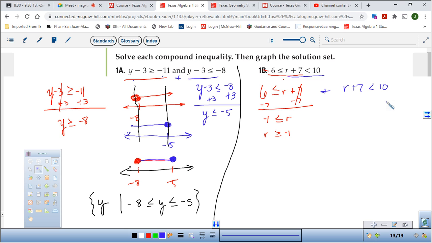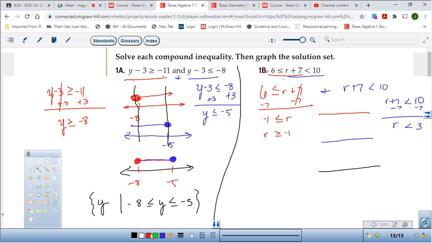The blue one over here, I'll do over here. I'm going to go with r plus 7 is less than 10. Minus 7, minus 7. r is less than 3. So I'm going to graph the red one, I'm going to graph the blue one, and I'm going to get that final answer right here.